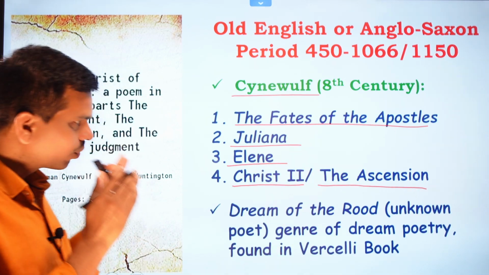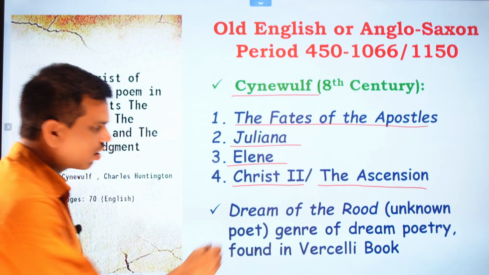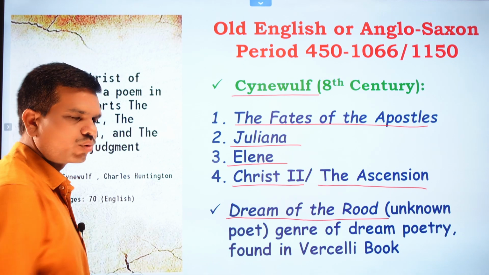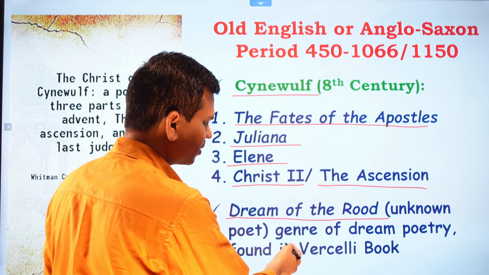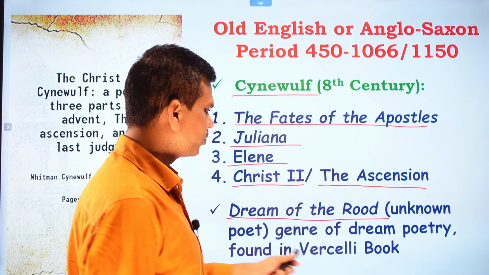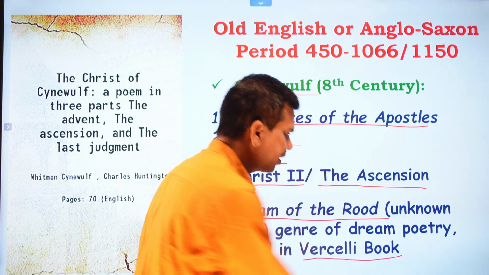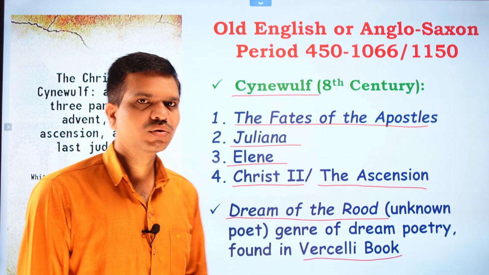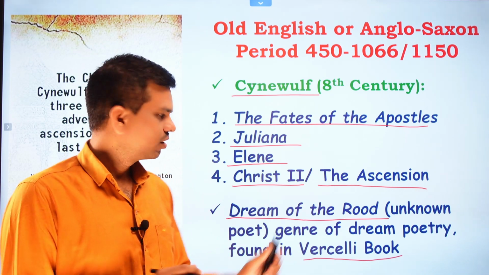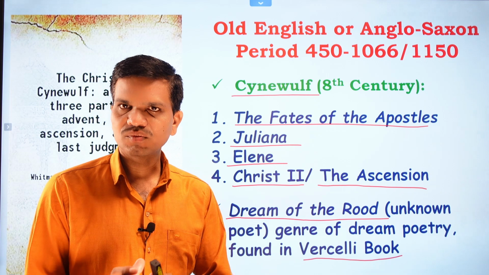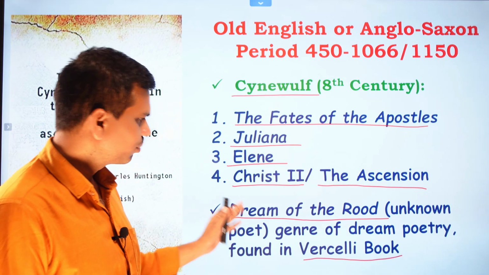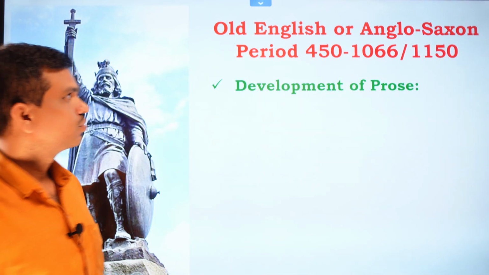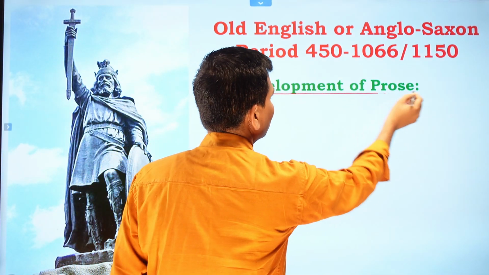Then we have one unknown poem called Dream of the Rood, and the poet of this poem is not known. It is a genre of dream poetry found in the Vercelli Book. So there are the Exeter Book and the Vercelli Book. This is found in the Vercelli Book, Dream of the Rood. This poem also is important. You can study its theme or the summary and beginning and ending of the poem, so that you can solve the questions.